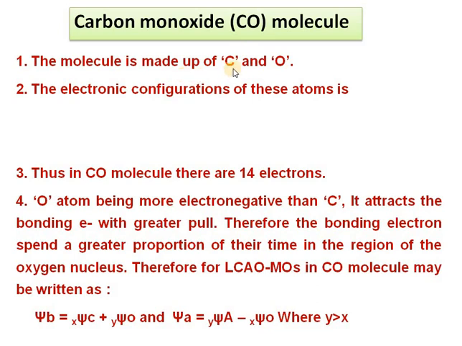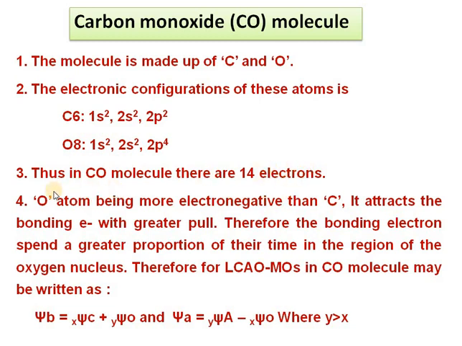Therefore, the electronic configurations of each atom, carbon and oxygen, are as follows. Carbon has 6 electrons, so it fills up like 1s2, 2s2 and 2p2, and oxygen has 8 electrons, so its electronic configuration is 1s2, 2s2, 2p4. Hence the carbon monoxide molecule is made from 14 electrons.